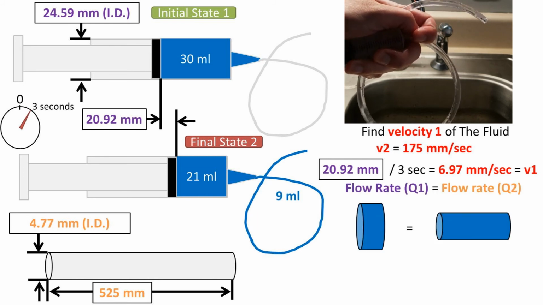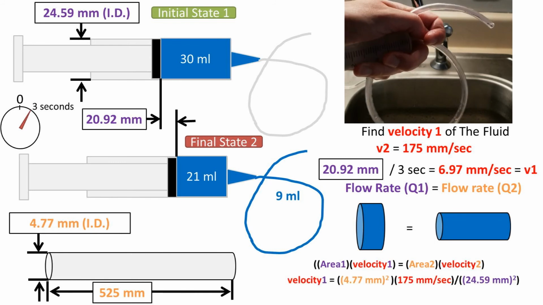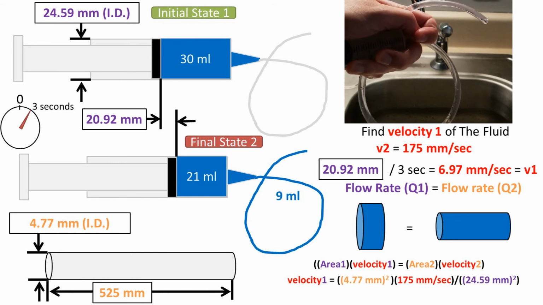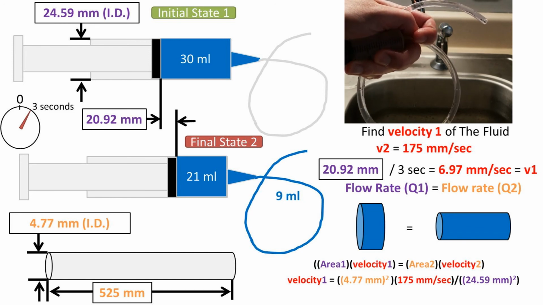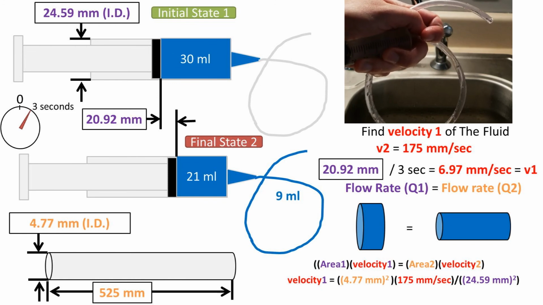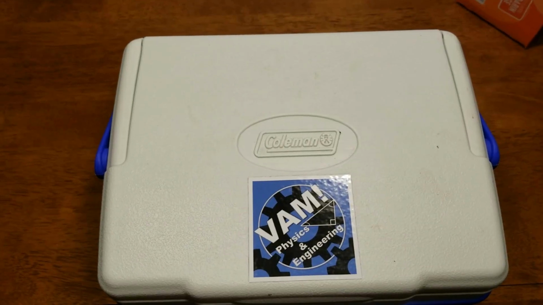could use the principle that flow rate 1 equals flow rate 2, and plug in the velocity as the length of a cylinder that makes the flow rate 2. Doing so, and rearranging the formula, we get a similar equation to what we found before. We get internal diameter of the hose squared times the velocity of the water going through the hose divided by the internal diameter of the syringe squared. Plugging in our numbers, we get a value of 6.59 millimeters per second, which varies slightly, mostly due to the experimental error. That concludes this video.